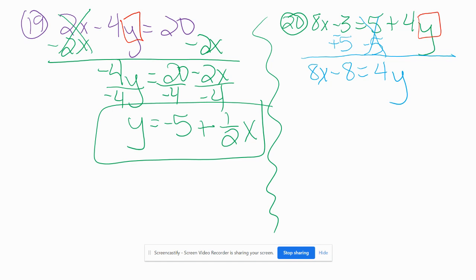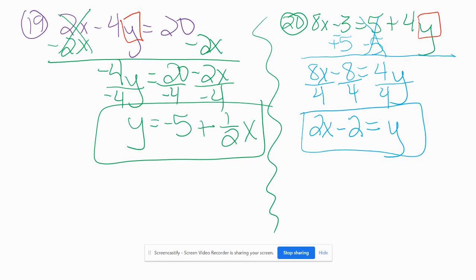This is 4 times y. The opposite of multiplying by 4 is dividing by 4. And remember, everything gets divided by 4. 8 divided by 4 is 2 with the x. 8 divided by 4 is the 2. And then 4 divided by 4 is 1. So we have 1y or just y, whichever you're more comfortable with. And y is alone.